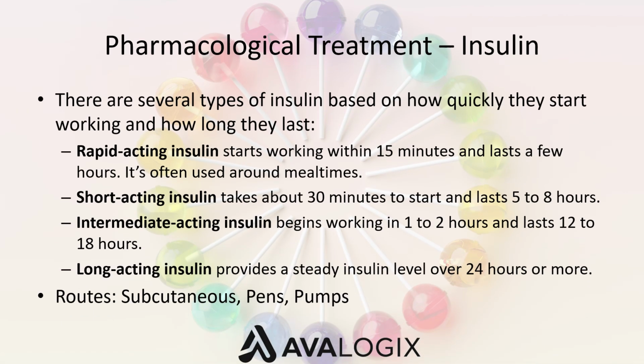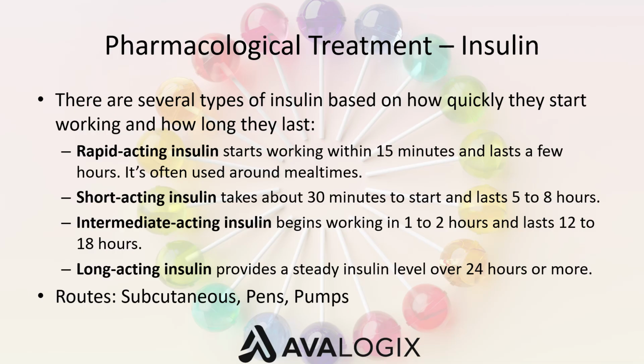Let's now talk about one of the most important treatments for diabetes: insulin therapy. Insulin is essential for type 1 diabetes because the body's pancreas can no longer produce it. It's also used in many type 2 diabetes cases when other treatments aren't enough to control blood sugar. Insulin works by allowing glucose to enter cells, providing energy and lowering blood glucose levels.